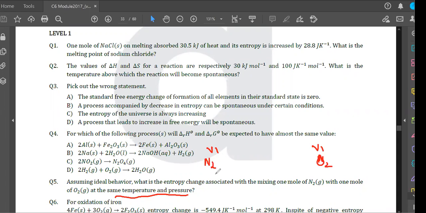Just see how easy this problem is. We know that delta S is equal to nCV.